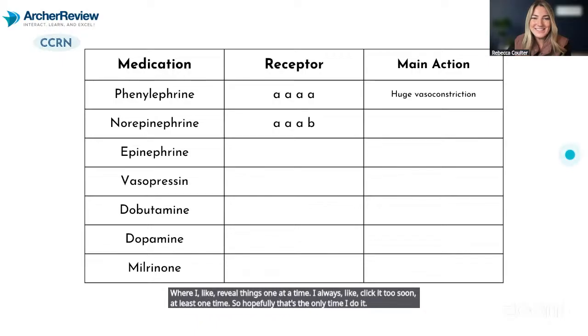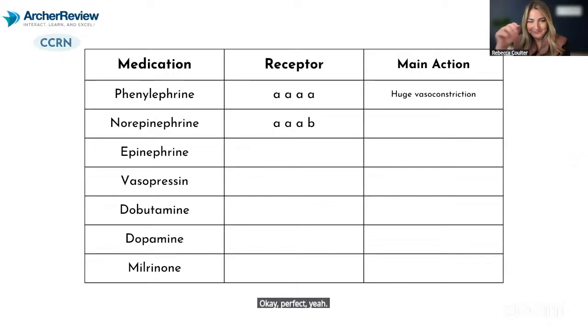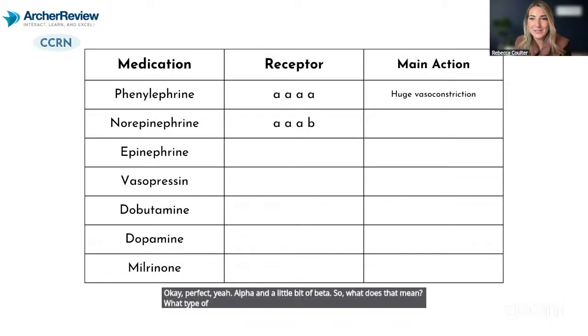Okay, perfect. Yeah, alpha and a little bit of beta. So what does that mean? What type of reaction can we expect when we give norepinephrine?